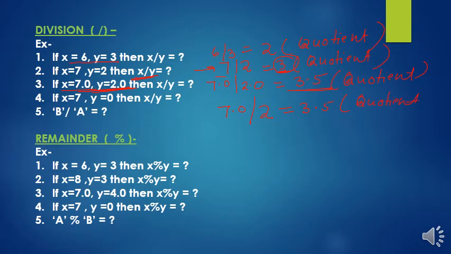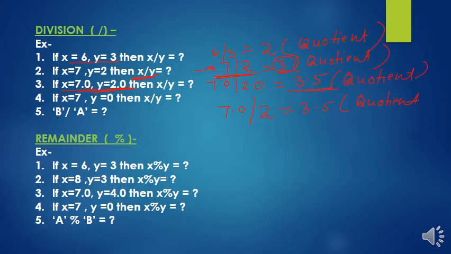So here also the value of 7 divided by 2. Both are integer values. So the fractional part 0.5 will not be reflected in the output. Thus the answer will be 3.